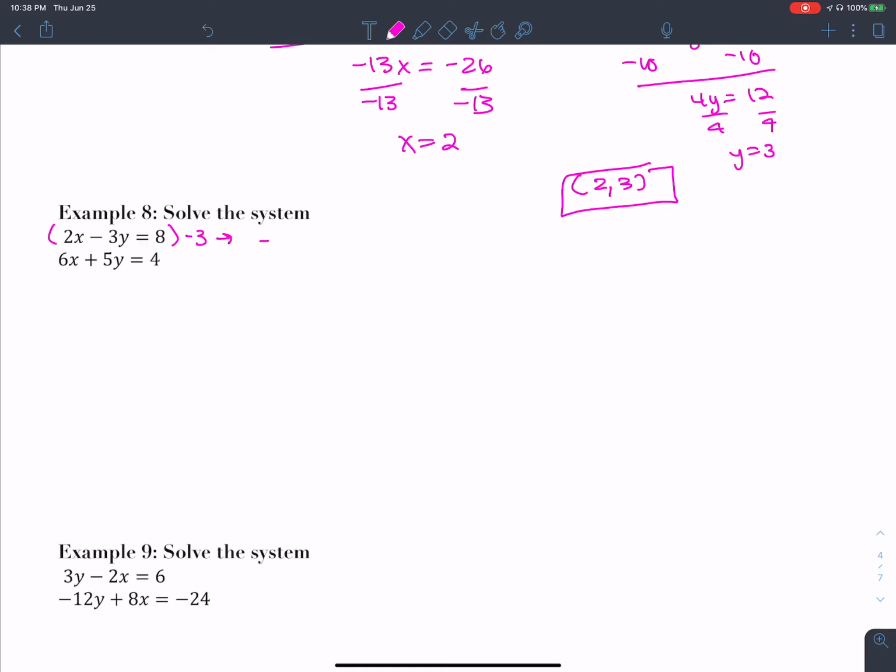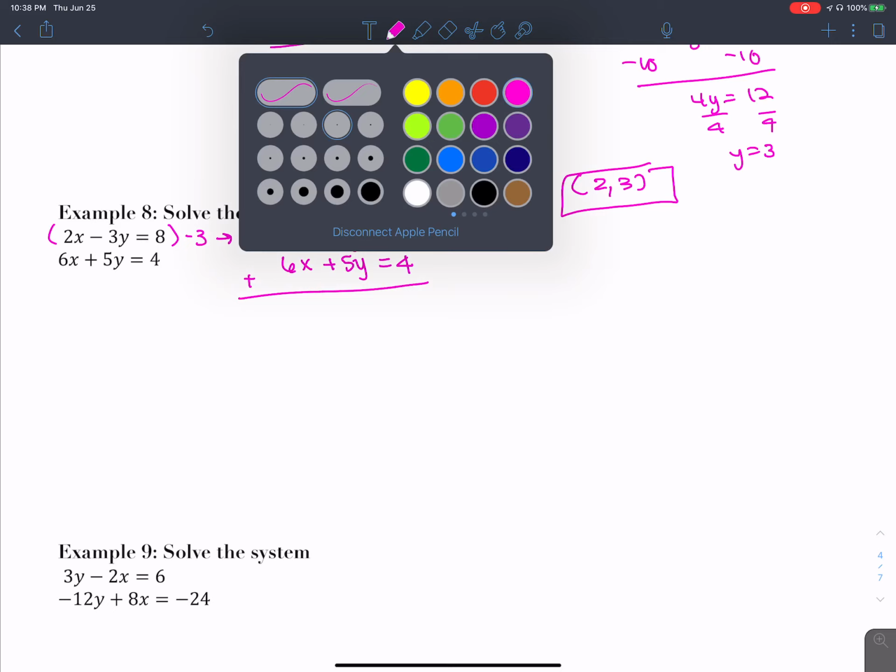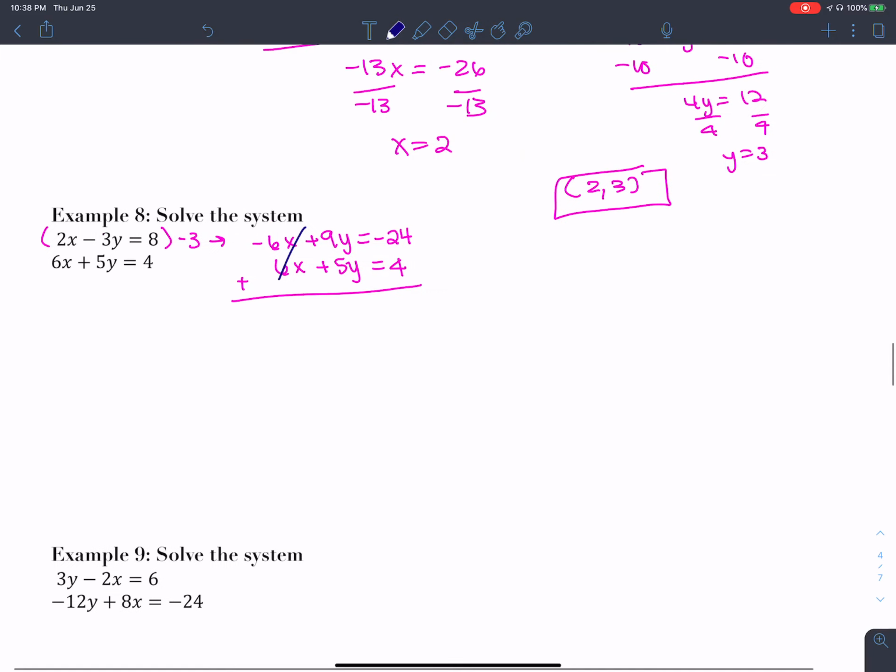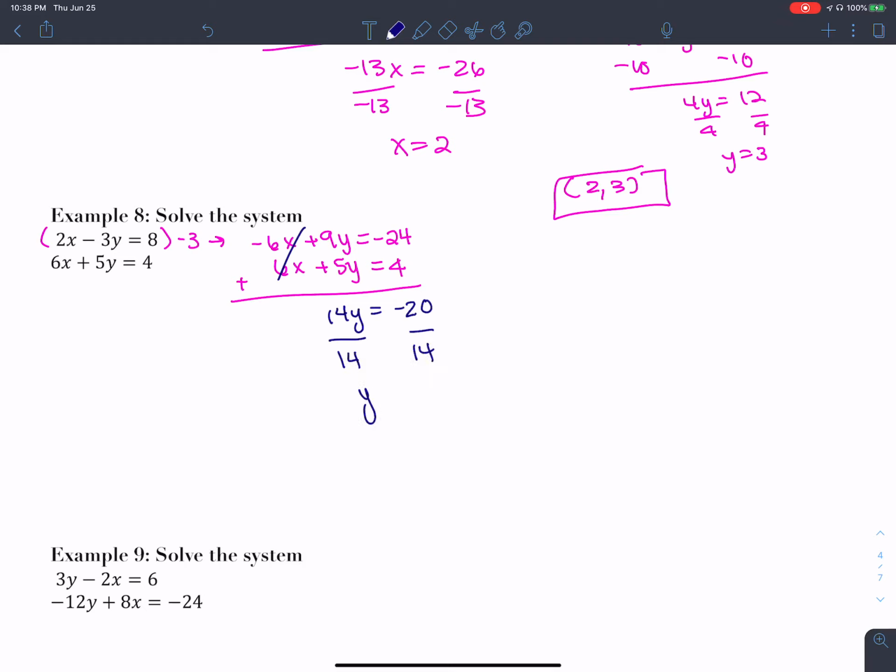So -3, you get -6x plus 9y equals negative 24. So you get 6x plus 5y equals 4. Always add. So we get 14y equals negative 20. And I divide by 14. y is going to equal negative 10 over 7.